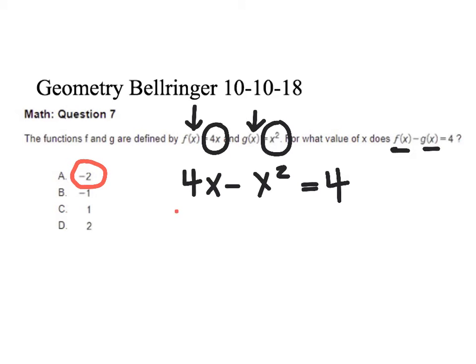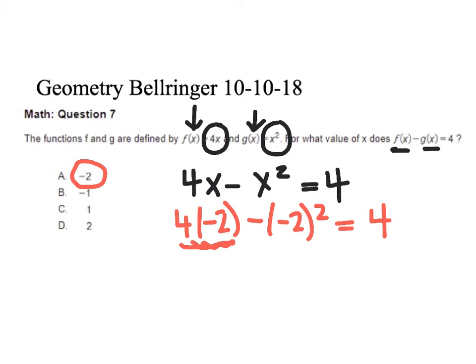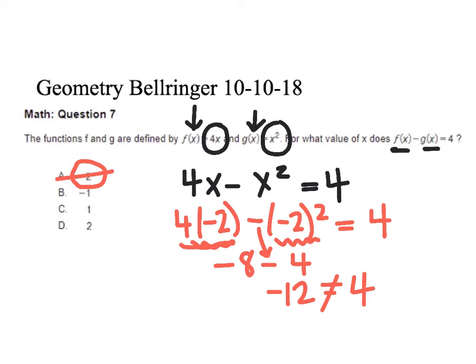So let's plug in negative 2. 4 times negative 2 minus negative 2 squared. If it equals 4, then it is the answer. If it equals something else, then it's not. So 4 times negative 2 is negative 8. Negative 2 squared, a negative times a negative is a positive 4. So this subtraction came from here. Negative 8 minus 4 is negative 12, which does not equal 4. So the answer is not A.